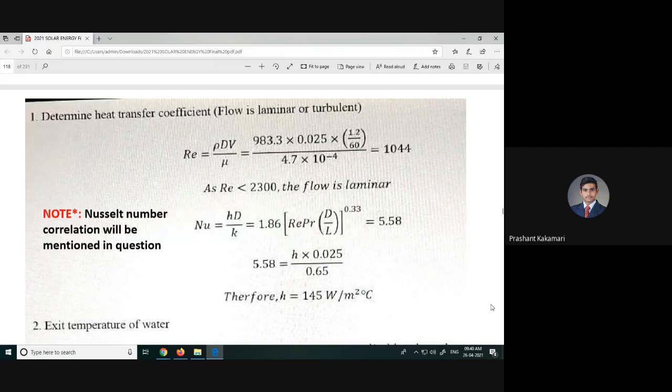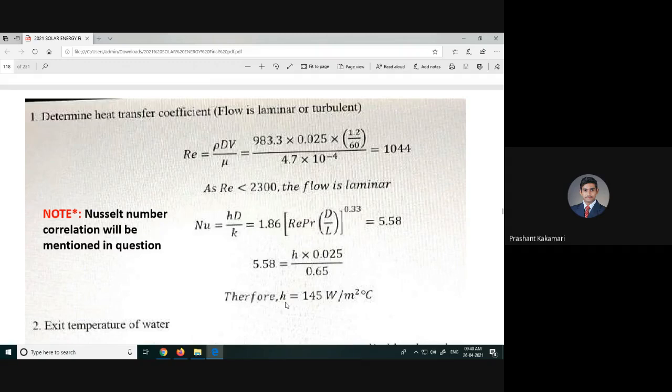So I'll repeat this procedure, how you found out this heat transfer coefficient by convection, because heat transfer is taking place between the absorber plate or absorber tube and liquid. That's why, keeping that convection process in mind, I am finding this H value, which will be useful at a later stage to find out the exit temperature of the water.